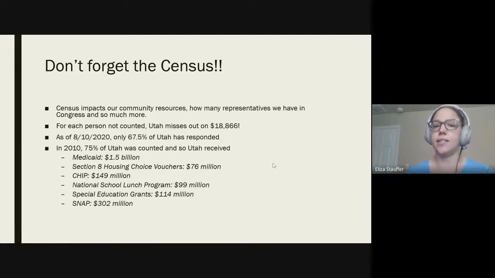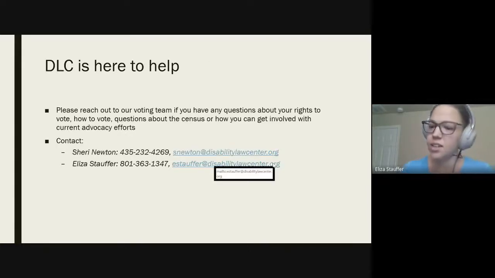Also, don't forget the census. The census and voting go hand in hand, and there's some information here just about how much money we get from each person who completes the census and also who doesn't. And also, if you have any questions about how to get involved with the causes that I mentioned, any questions about the census or how to vote, where to vote, those types of things, please reach out to Sherry Newton or myself, and I've included our contact information, and we'll answer questions later on.